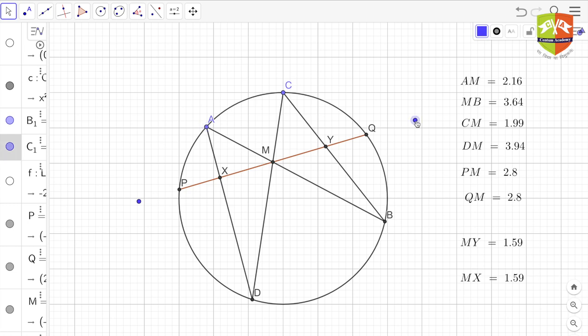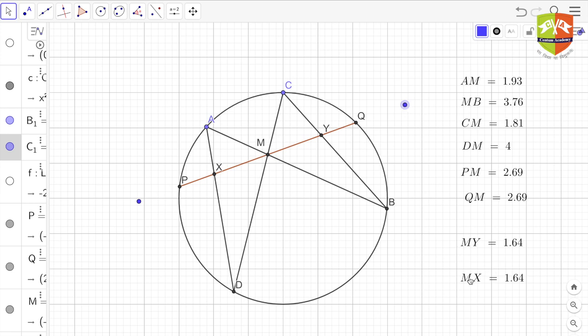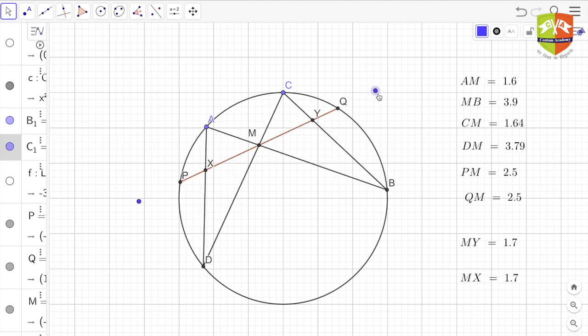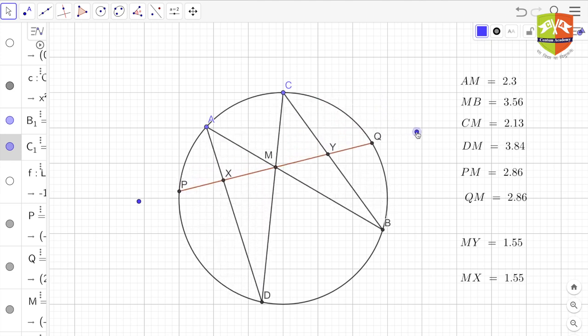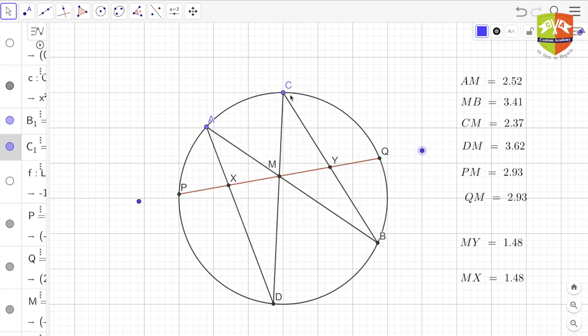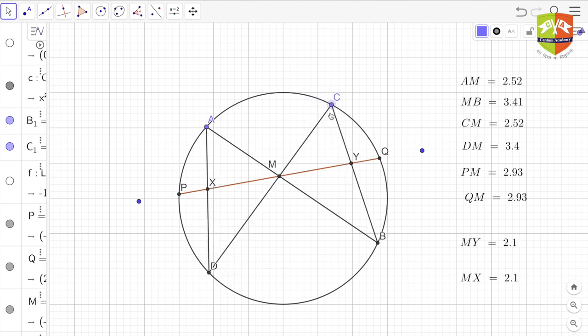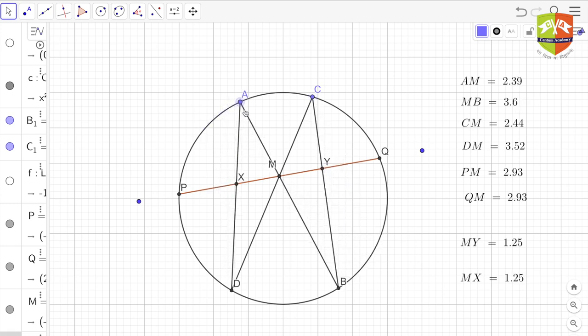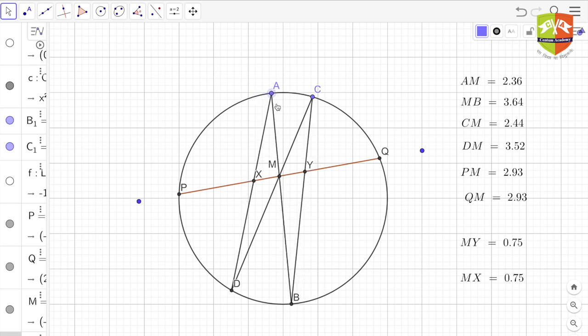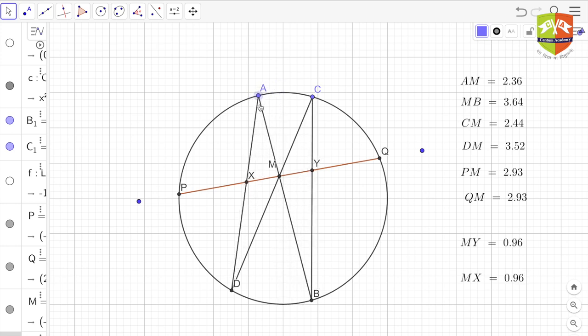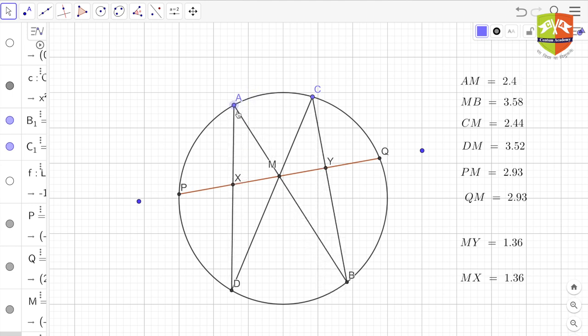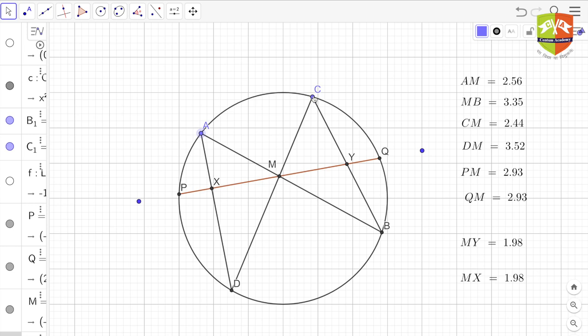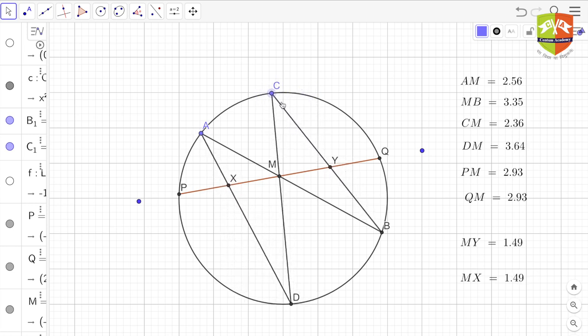So let me change the position of the points now, and keep an eye on MY and MX. You can also see that PM and QM would be the same because M happens to be the midpoint, right? So here I am changing the position of the points on the circle, right? And I'm also going to change this configuration so that you can see that whatever be the configuration, M is the midpoint of XY, right? So it's coming closer. Can you see that? It's coming closer, and eventually it will merge. So M is the midpoint of XY, right? So this is validated through demonstration.